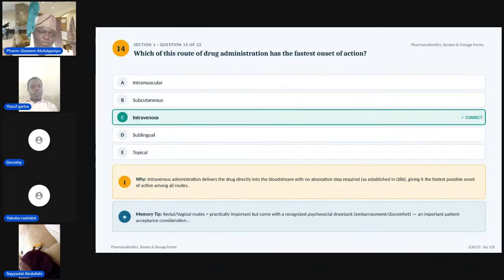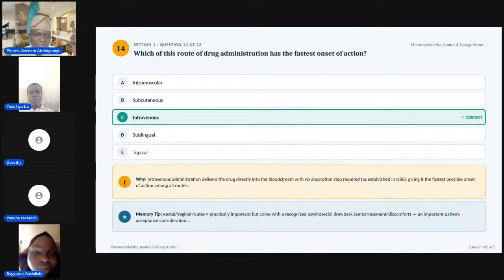Then the next question, which of these routes of drug administration has the fastest onset of action? Still the same, intravenous. And the explanation is simple. It doesn't have to be absorbed. It has passed the stage of absorption. So if you are giving IM, IM will first of all stay in the muscle, then it will be absorbed from the muscle into the bloodstream. That time alone is enough to make the intravenous faster.